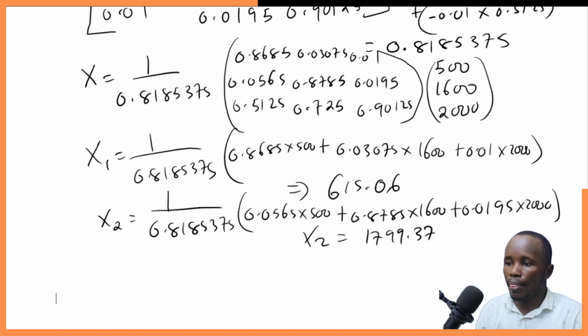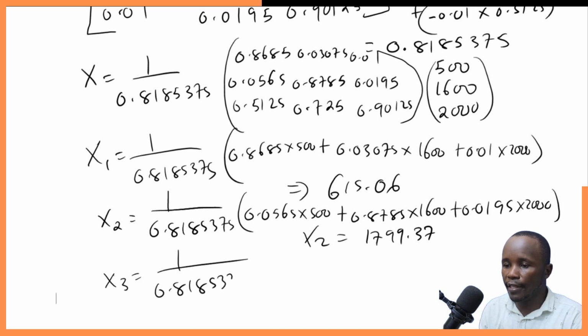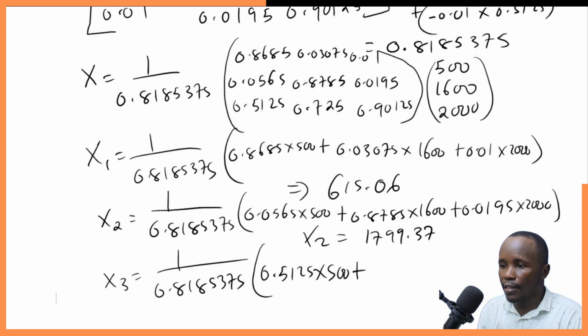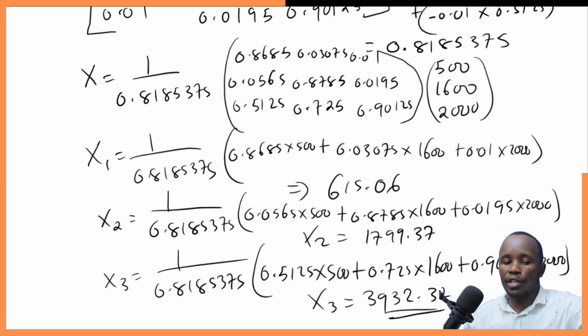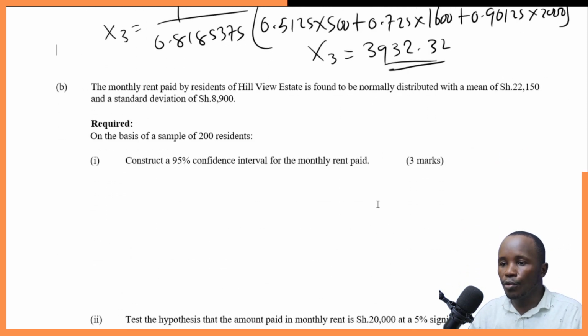Finally, X3 is 1 over 0.8185375 into 0.5125 times 500 plus 0.725 times 1600 plus 0.90125 times 2000. When you do that, X3 will give you 2.32. So that's how you're supposed to do this question. We move on to the next part.